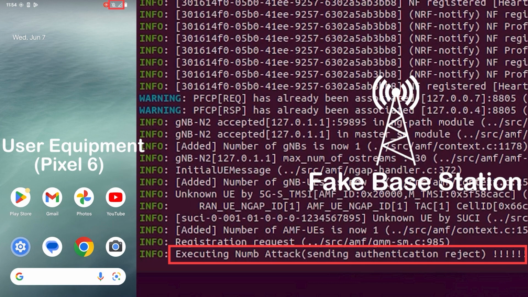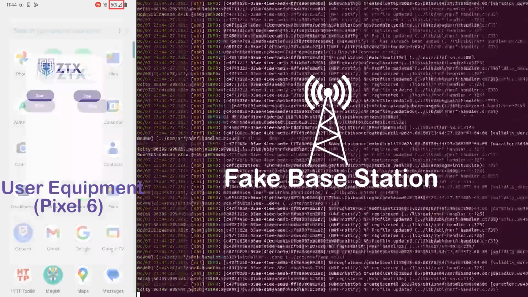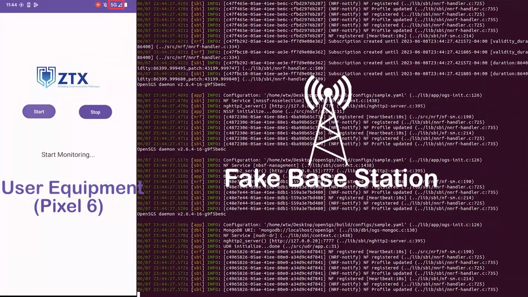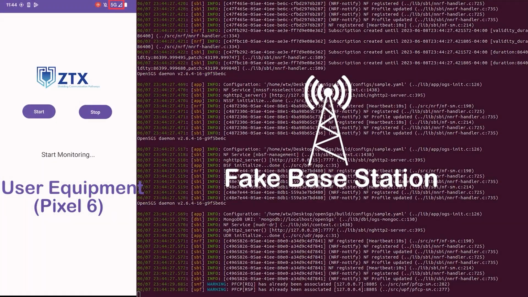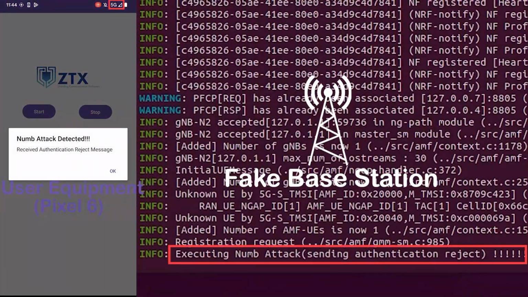This kind of denial of service attack can become particularly problematic if the device is deployed in a mission-critical setting but lacks any defensive mechanisms. Now we are going to demonstrate how our ZTX 5G ThreatDetector can detect the previous attack. With the ZTX ThreatDetector, when the fake base station performs the same attack, the ZTX monitor running on our device can detect the attack and give an alert to the user about the potential threat.